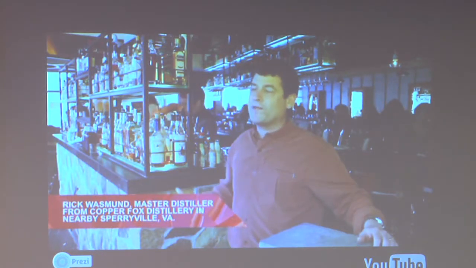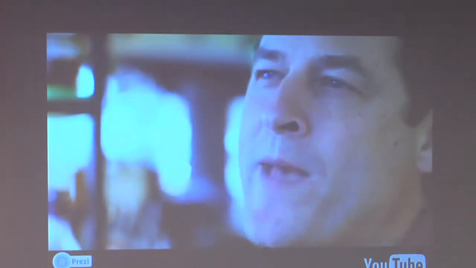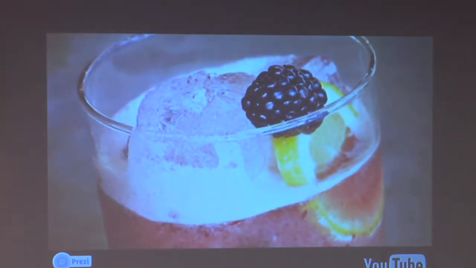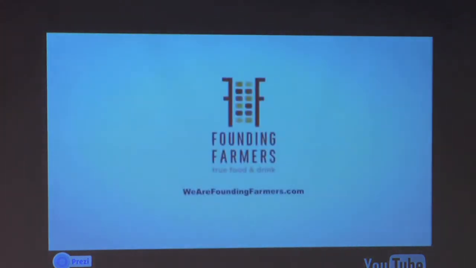It is made with our Founding Farmers rye. We make the whiskey right down the road. It's fantastic, and it makes maybe the best cocktail on the planet. Founding Farmers restaurants are very popular, so you'll definitely want to call ahead for a reservation. So what keeps them coming back? Everything.